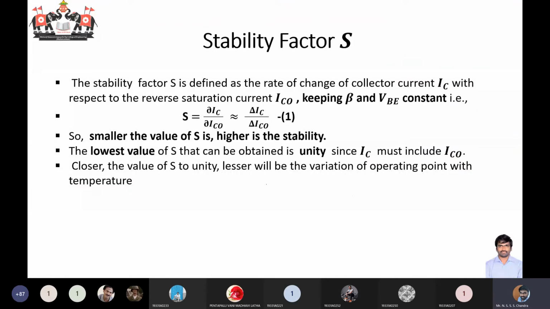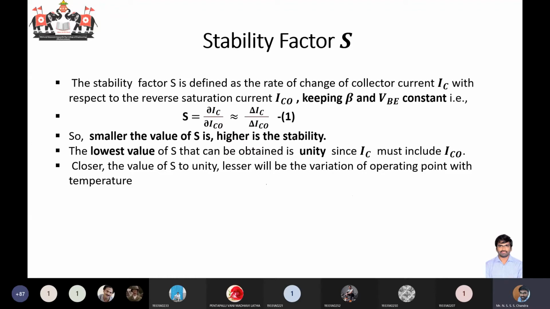In order to check whether our compensation or stabilization is proper, we need to first define or quantify some factors. The first factor is called the stability factor. The stability factor is nothing but how much IC has changed when there is a small change in the IC0 value. So the stability factor S is the rate of change of collector current IC with respect to reverse saturation current IC0, keeping beta and VBE constant.